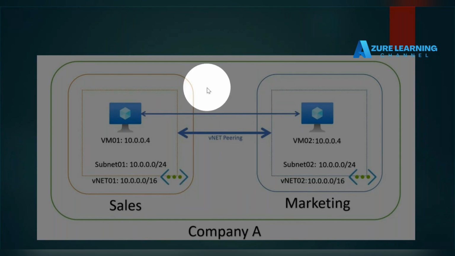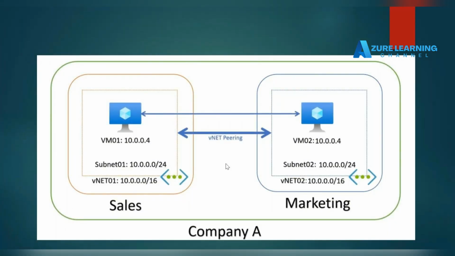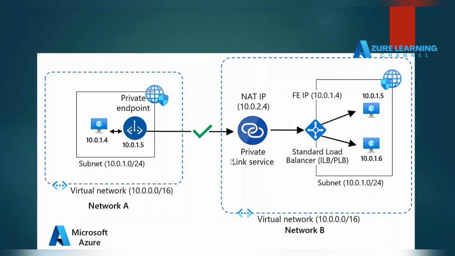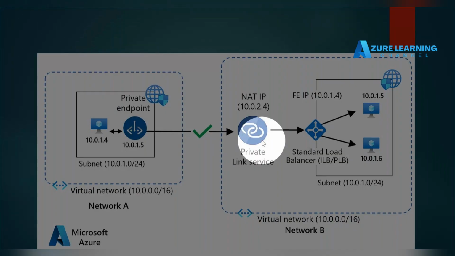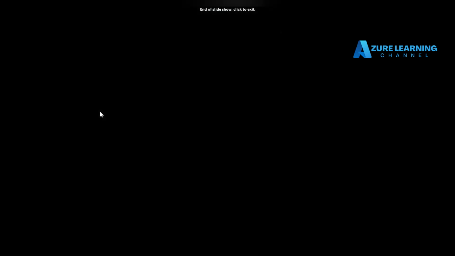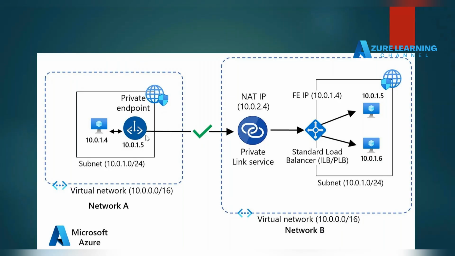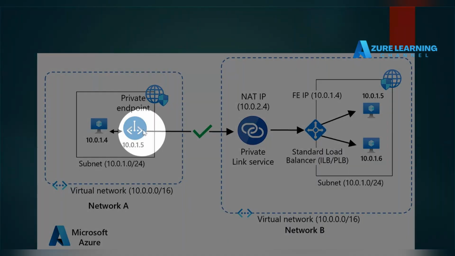So for that, I'm going to configure Private Link. To expose the connectivity, we should have two things: one is Private Link, another is a private endpoint. If this server is going to communicate with this one, then here we need to configure the private endpoint. Here the private endpoint IP is 10.0.1.5.